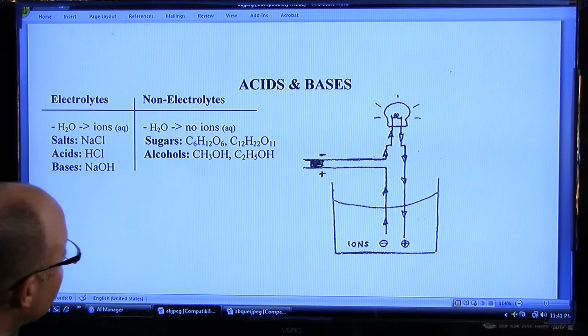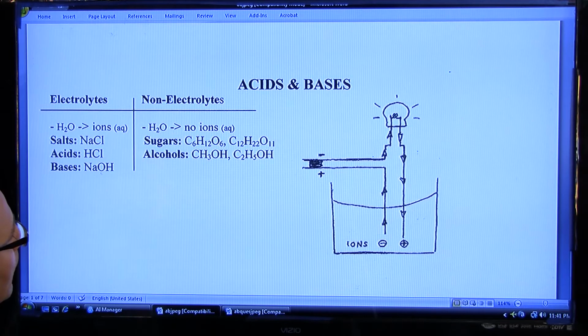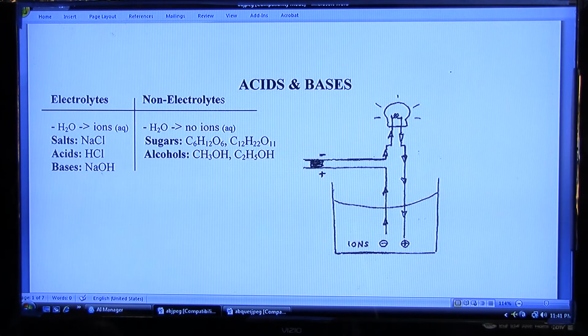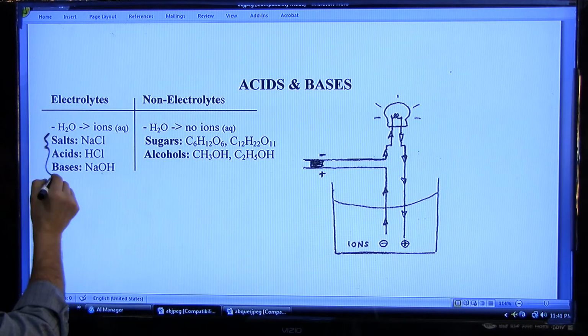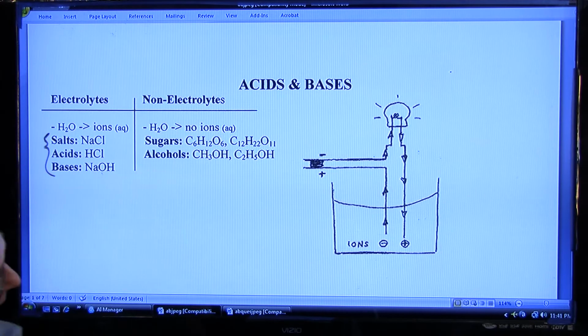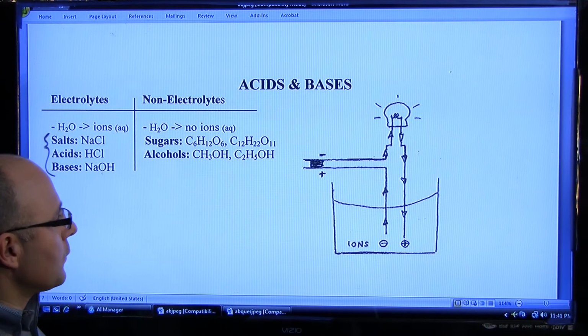Okay, we're at the top of page 20, acids and bases. They fall under the category of electrolytes. It turns out that acids, bases, and salts are electrolytes. And what that means is if you take either an acid or base or a salt and place it in water, it'll be able to conduct electricity.